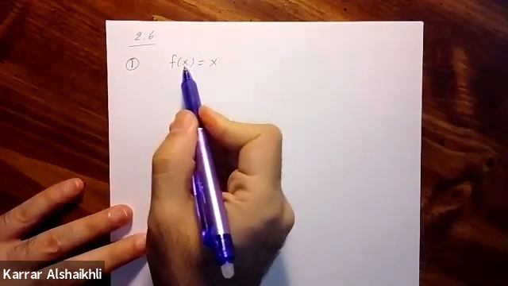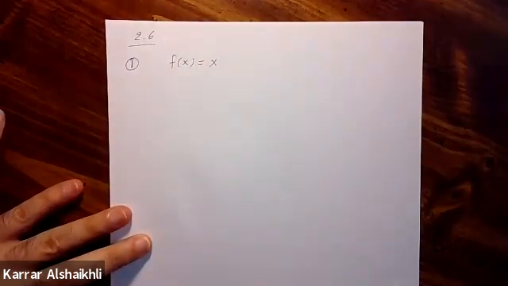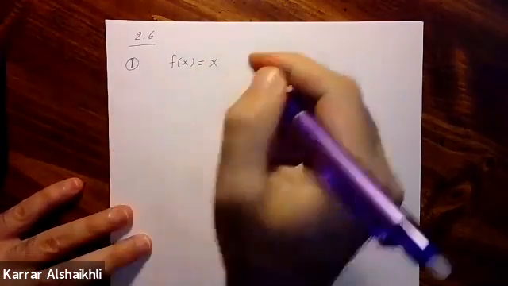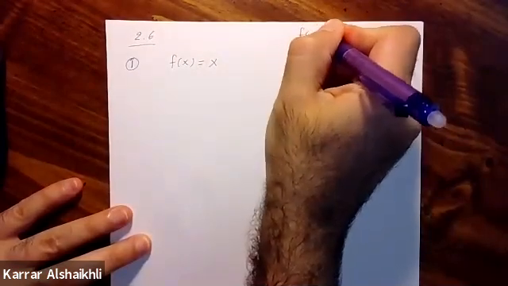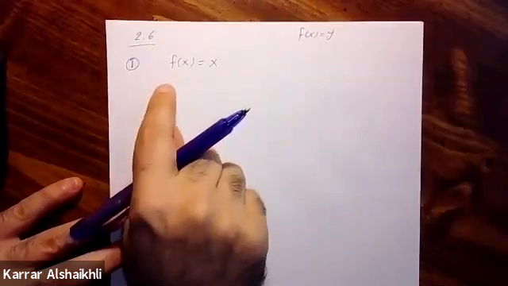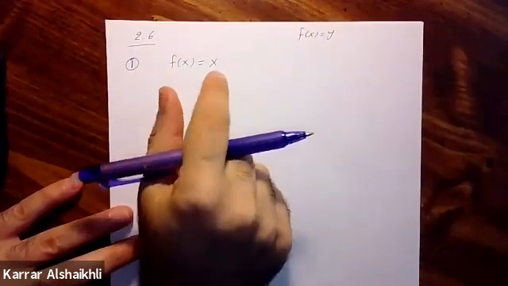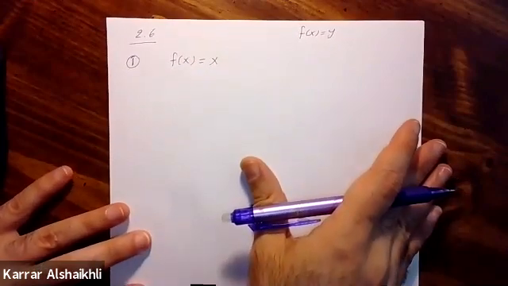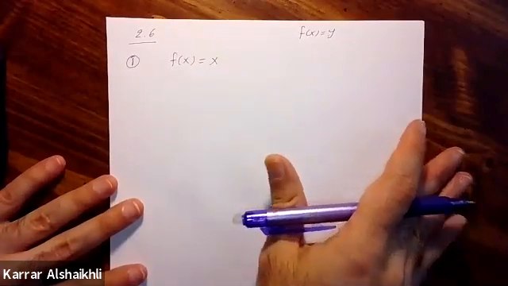Don't confuse yourself when you see f of x equal x, because f of x is always y. The value of f of x is y. That means y equal x. This is the function. How to graph this function? We already learned about that in section 2.1. How to graph any function?